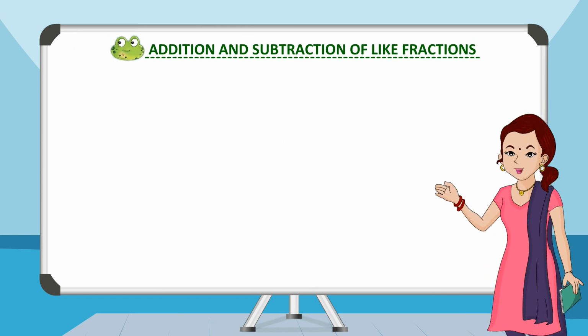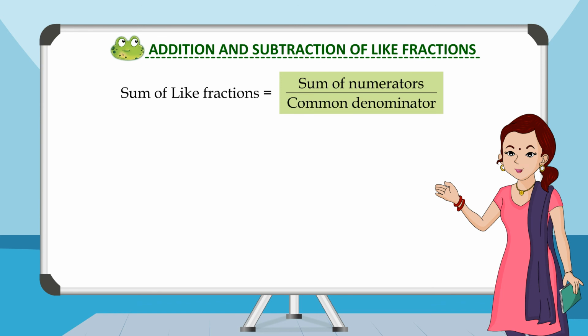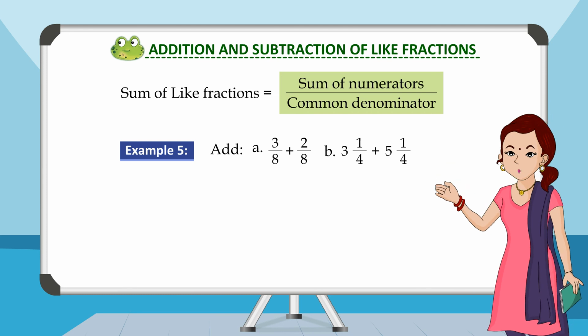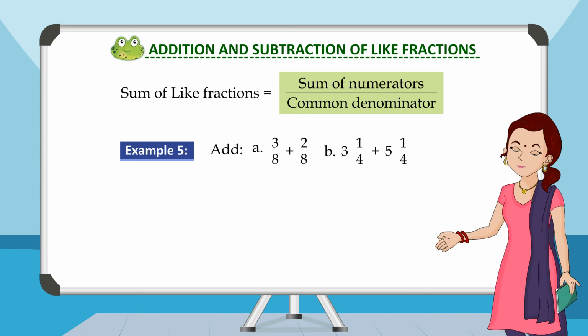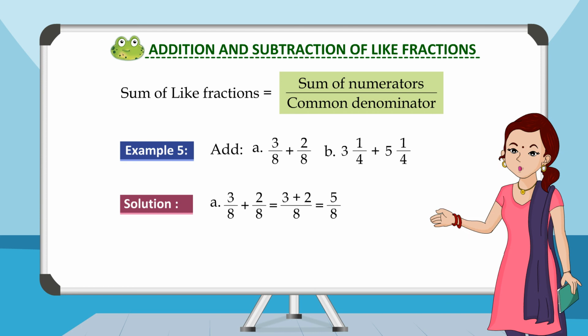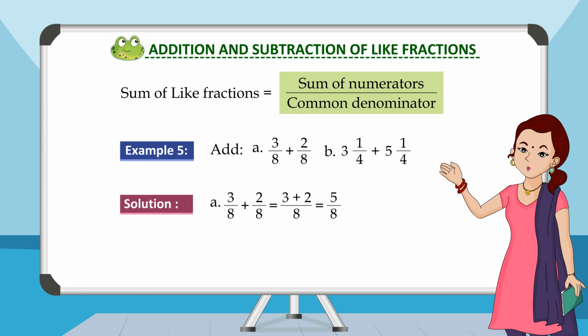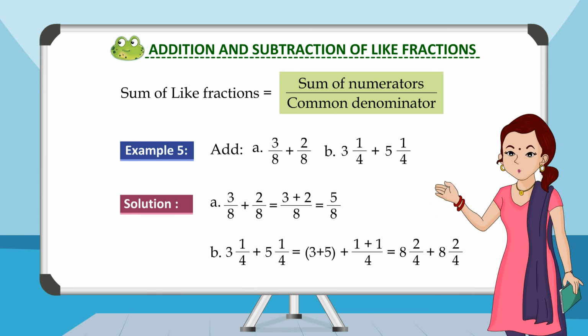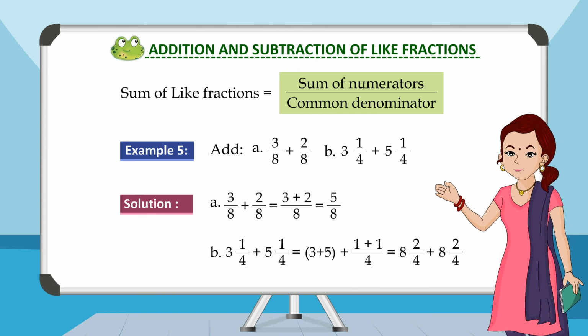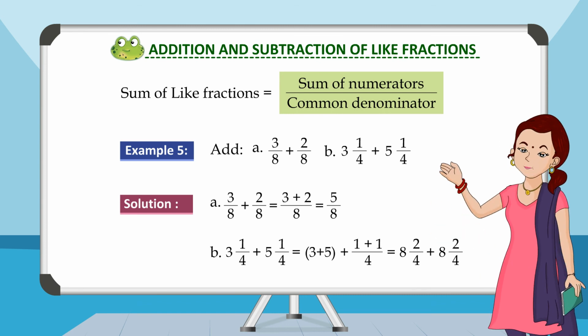Addition and subtraction of like fractions. Sum of like fractions equals sum of numerators upon common denominator. Example 5. Add A. 3 upon 8 plus 2 upon 8. B. 3 and 1 upon 4 plus 5 and 1 upon 4. Solution. A. 3 upon 8 plus 2 upon 8 equals 3 plus 2 upon 8 is equal to 5 upon 8. B. 3 plus 1 upon 4 plus 5 plus 1 upon 4 is equal to 3 plus 5 plus 1 plus 1 upon 4 is equal to 8 plus 2 upon 4 is equal to 8 and 2 upon 4.